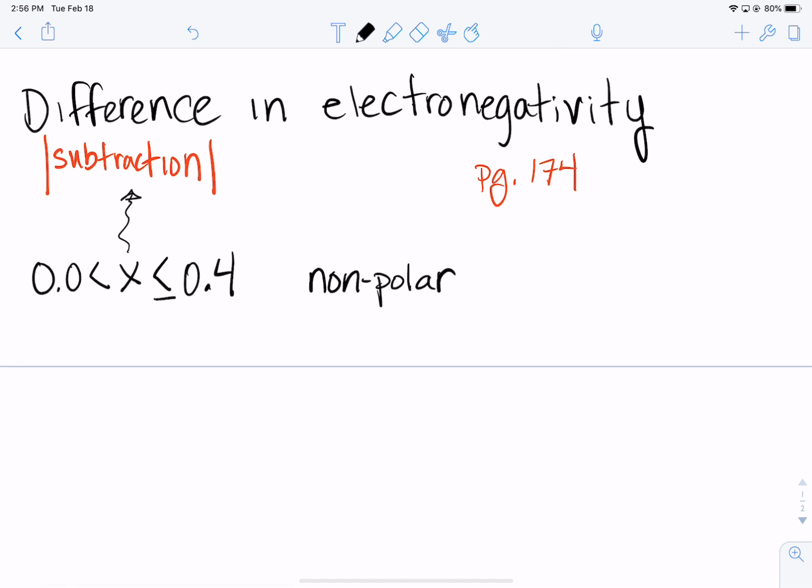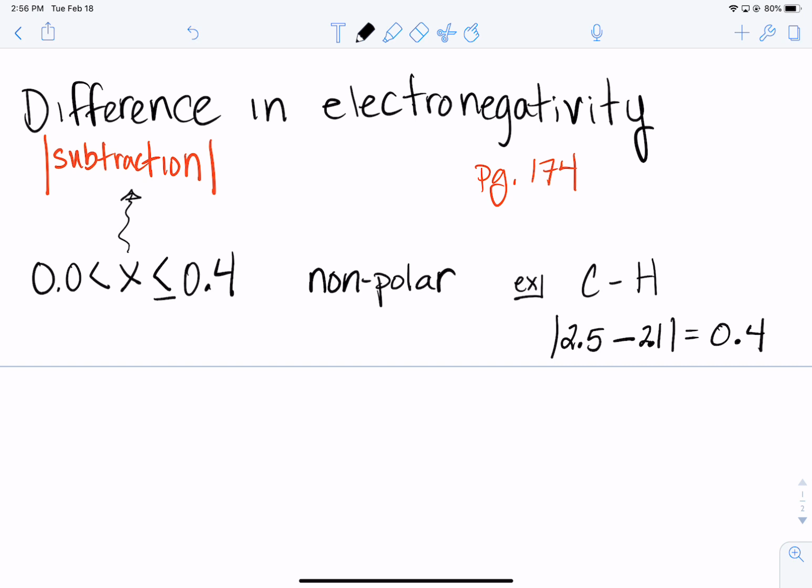So what do I mean by that? Let me give you an example. Let's look at the bond between carbon and hydrogen. All right, so find out what carbon is. Open up your books, page 174. What is the electronegativity of carbon? 2.5. What is hydrogen? 2.1. Are you guys seeing that? Yeah? And I subtract them, and I take the absolute value. That is 0.4. All right.